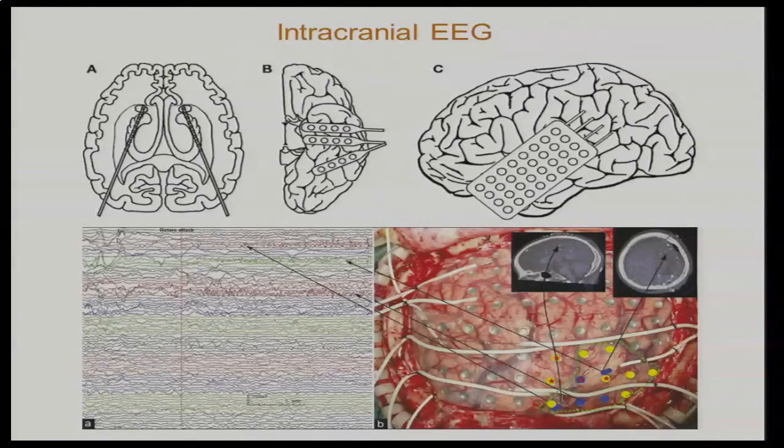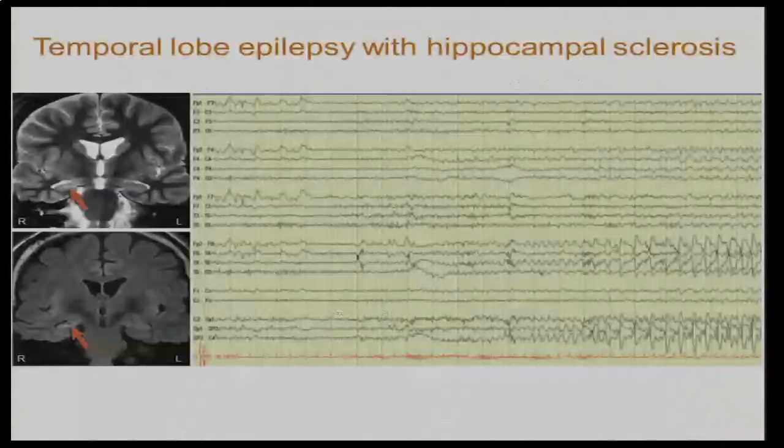So when you proceed with the plan of doing an intracranial EEG investigation, you have to have a hypothesis on where to place the electrodes. And that hypothesis is generated through the information obtained with the EEG, with the neuroimaging, and with the history.